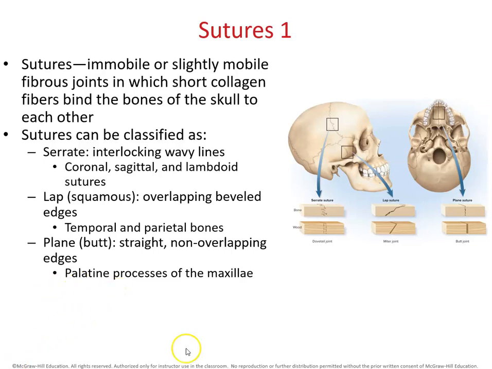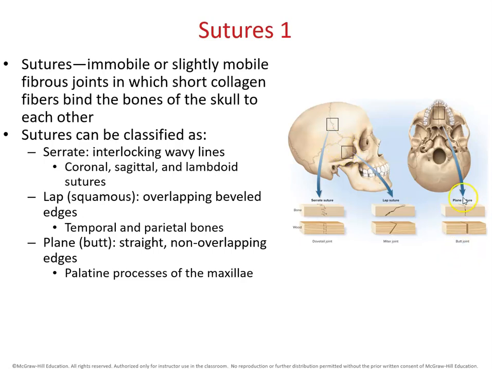The first is a serrate suture, and a serrate suture is a jagged line. If we were to make an analogy to woodworking, this would be like a dovetail joint. We can see this in the coronal suture or the squamous suture or the lambdoidal suture that we have here in the skull. And then we have lap sutures, which are at an angle through the depth of the bone, kind of like a miter joint in woodworking. Where the temporal and parietal bones meet, this is a lap suture.